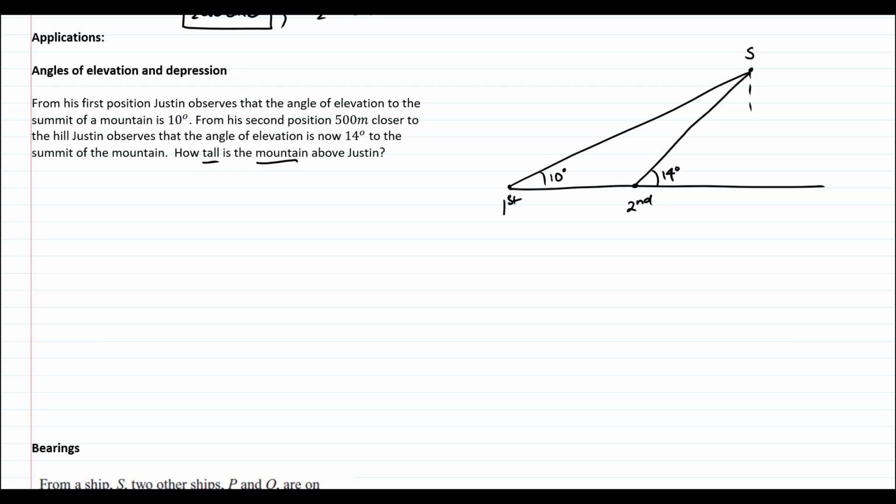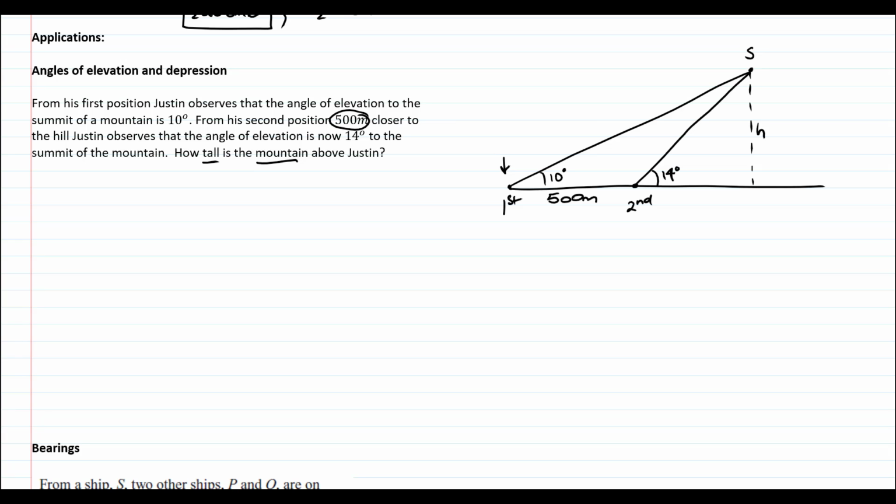So we'll also need this height of the mountain component here, and I'll call that h. And of course there is this extra piece of information. From his second position, 500 meters closer to the mountain. And actually that closer component is really important, because from the first position here, he could really walk in any direction and then claim the 14 degrees, and we wouldn't have an understanding of exactly where he is compared to where he was and where the mountain is. So 500 meters closer to the mountain.